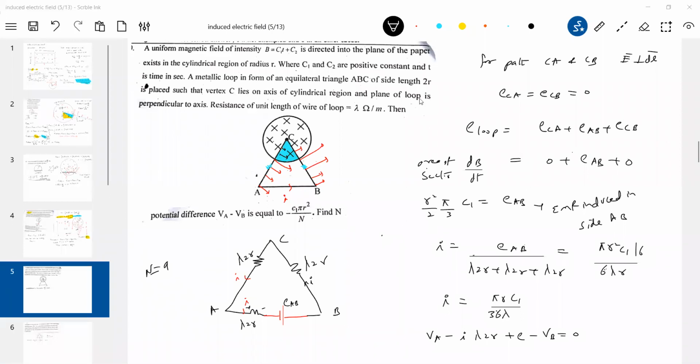Induced electric field by Lenz's law. For the induced electric field, you draw a circle, draw a tangent. Draw a circle about center C, and the field will be tangent to the circle. And apply Lenz's law. From Lenz's law, you can predict whether it will be clockwise or anti-clockwise.